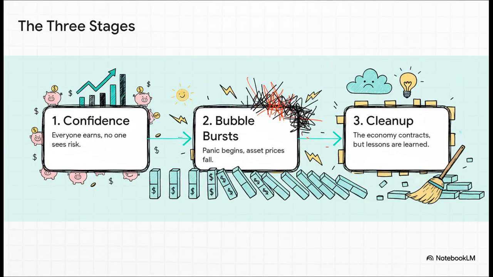So this whole thing usually happens in three stages. First, you have the boom. This is the party phase, right? Everyone's making money, confidence is through the roof, and nobody's thinking about risk. It feels like it's never going to end.